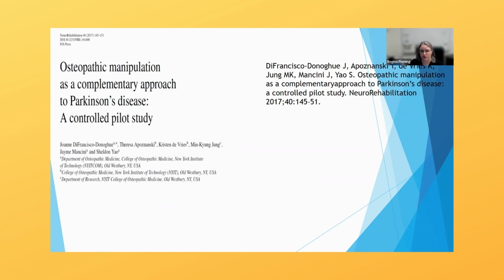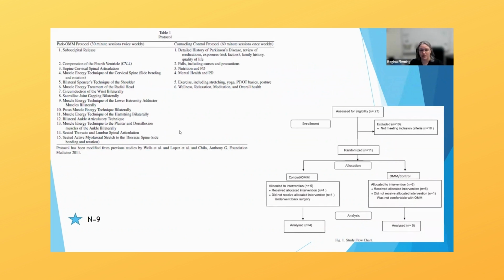So this here is the first article, Osteopathic Manipulation as a Complementary Approach to Parkinson's Disease. This is a pilot study that was done in New York. This is their protocol, and I love that they have their protocol here. This is always really important when you're considering a research study, to include your protocol so other people can look at it.